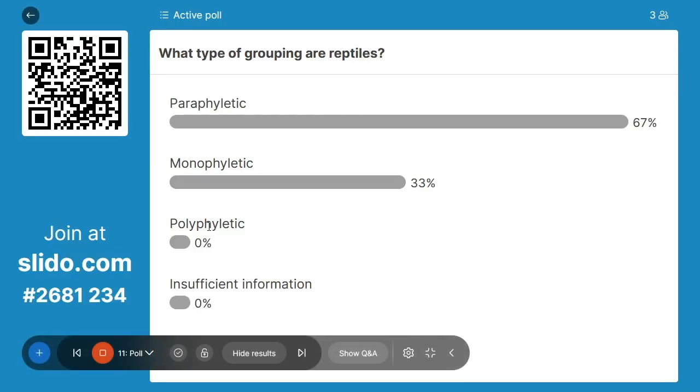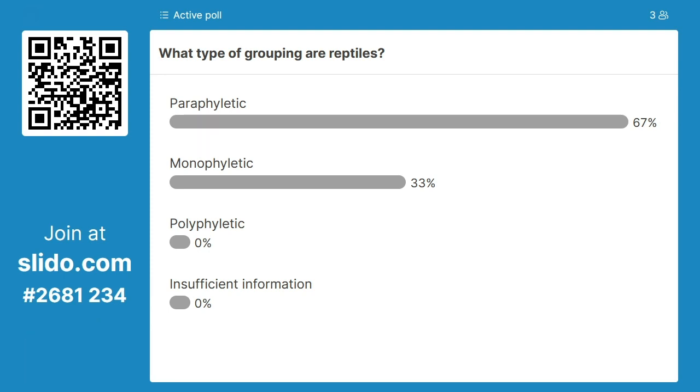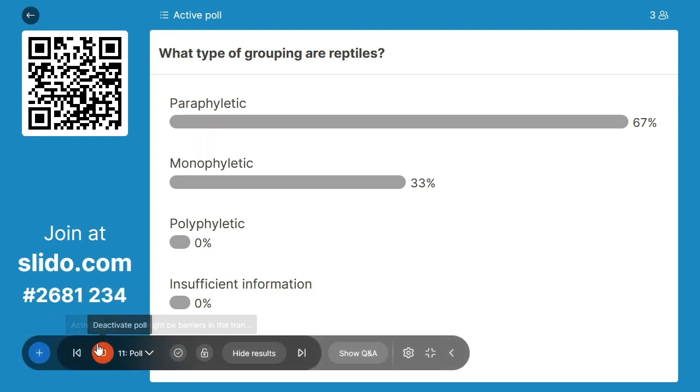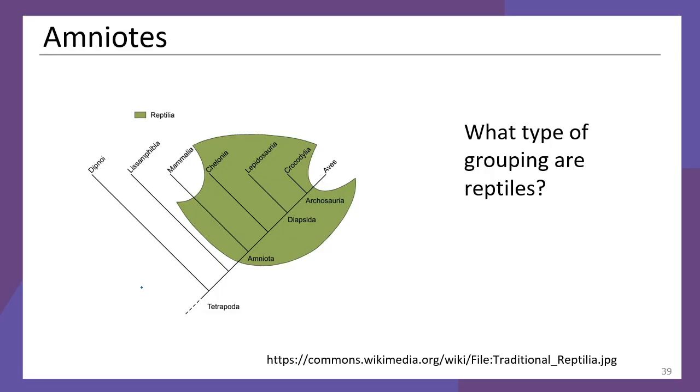So with the way reptiles is commonly understood to not include birds, it's paraphyletic. We're taking our ancestor and then we're taking descendants of that, but not all of the descendants, making it a paraphyletic grouping.